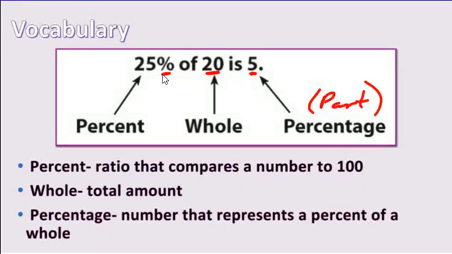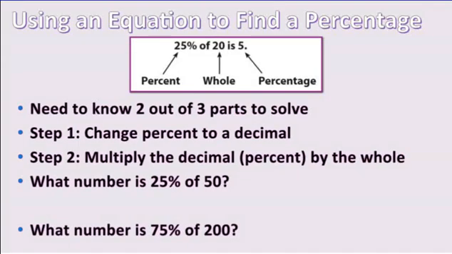We'll look at a couple ways of solving these problems. So using the equation to find a percentage, we're just going to be using percent times whole gives us the percentage, or our percent times our whole gives us our part. So you need to know 2 out of the 3 parts in order to solve. Step 1 is to change the percent to a decimal. And then step 2 is to multiply the decimal by the whole number.